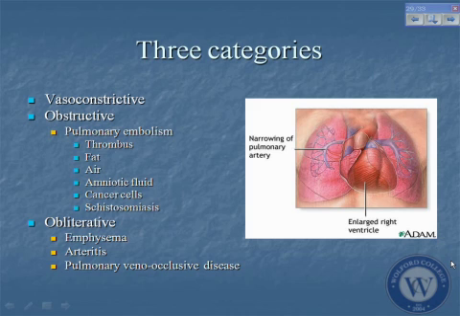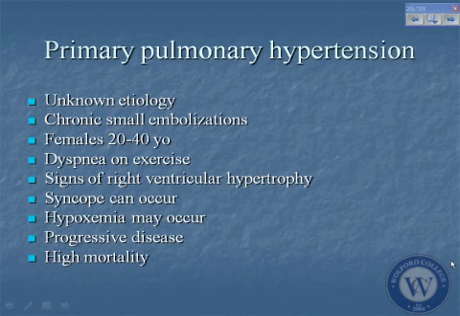Vasoconstrictive, obstructive, which is part of this discussion of pulmonary emboli, and then the other one is obliterative. Obliterative can be more conducive to discussion when you're talking about COPD, so emphysema, and you can also have inflammatory reactions like arteritis. It can also induce pulmonary hypertension from obliterative disease. And then you have your pulmonary veno-occlusive diseases that occur as well.